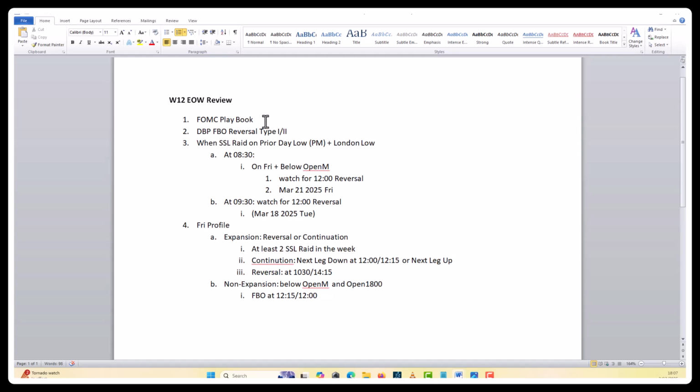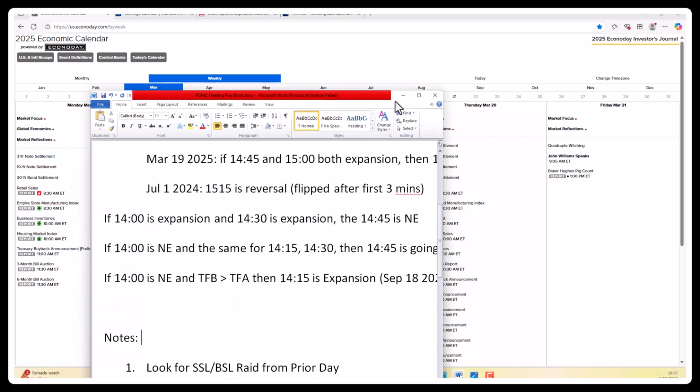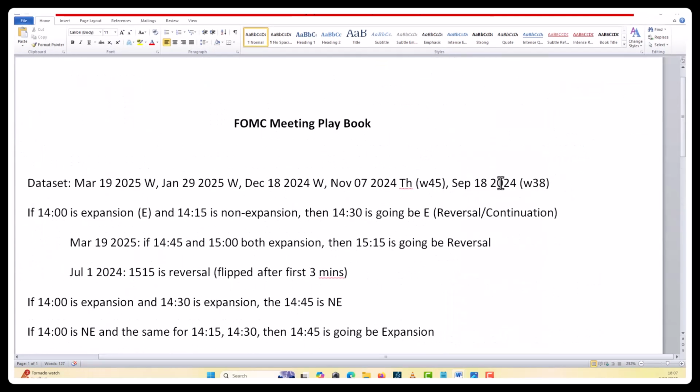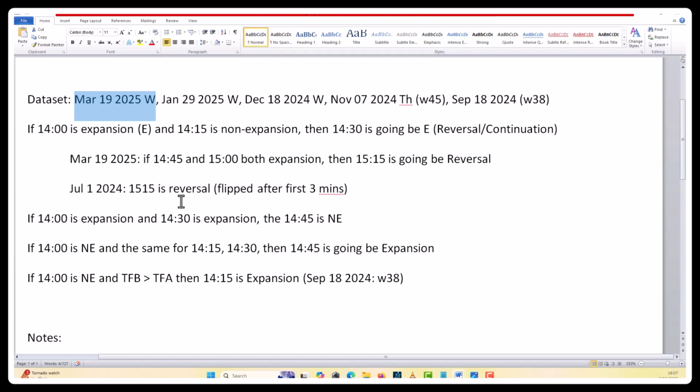So, going back to our FOMC playbook. This week we have another data point to look at for the FOMC meeting. We look back at September 2, 3, 4, 5, so we have 5 data points already. This week's data point is very interesting because the expansion move is explosive. We haven't seen this before.